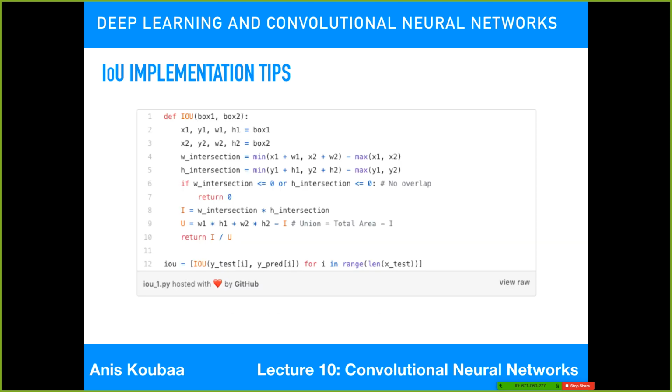Okay, this is a small Python code that tells you, if you have two boxes characterized by x1, y1, w1, h1, and the second box x2, y2, w2, and h2, how to calculate the intersection and how to calculate the union, using the following formula. You can test it at home if you want.